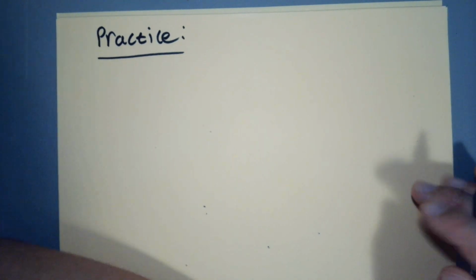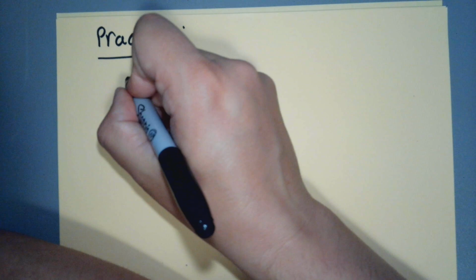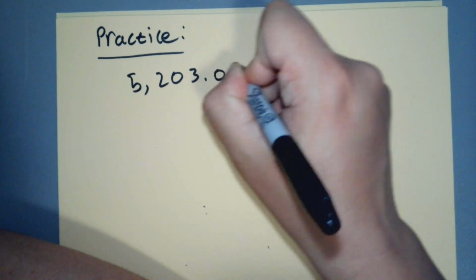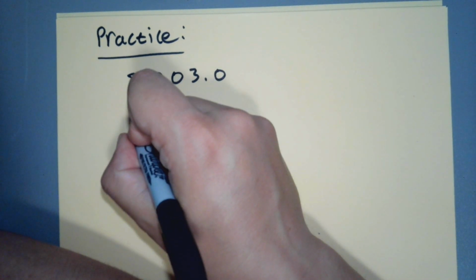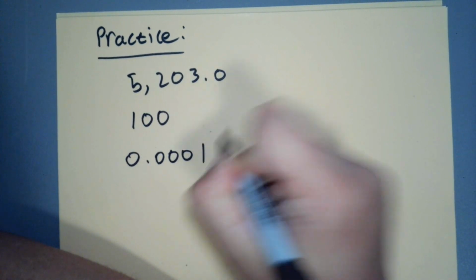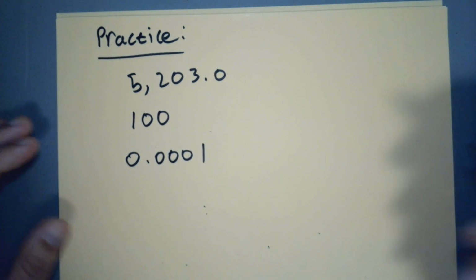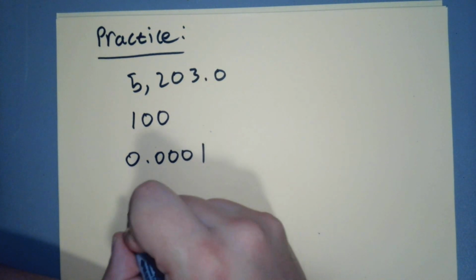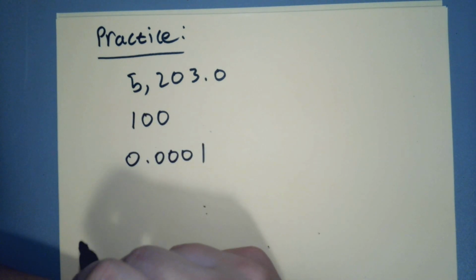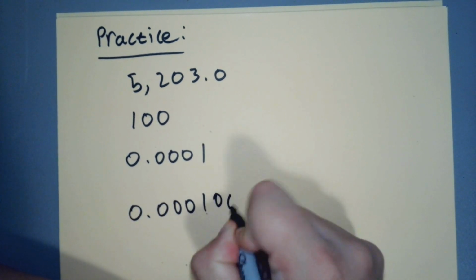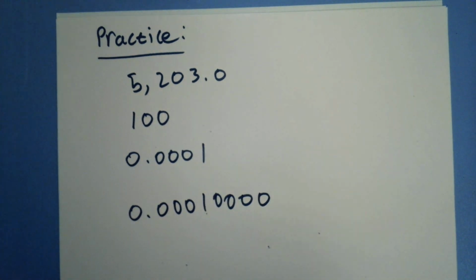Alright? So, if I have something like the numbers, let's see, 5,203.0, and then I have 100, and I have 0.0001, and let's do one more, right? I got tons of paper space here, might as well make use of it. And then I have, what else can I do? Is there really anything tricky I can do at this point? Let's do that.